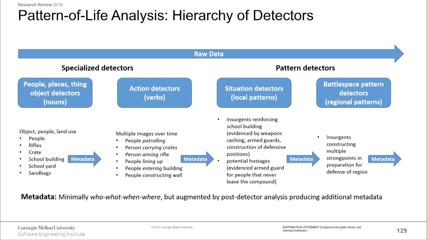The idea is we want to take the output of those detectors and send it to new detectors to get higher levels of information out, such as people patrolling, figuring out what core behaviors are, and that can continue on to higher levels where we might be able to detect things like insurgents reinforcing a building or holding a high level target. And so that's the motivation of this work here.